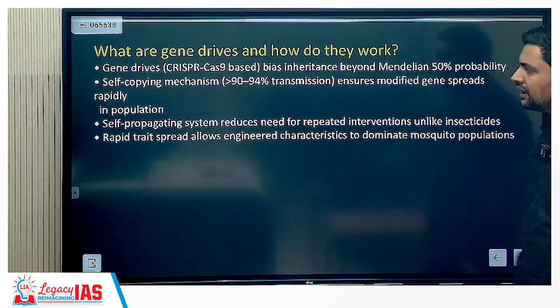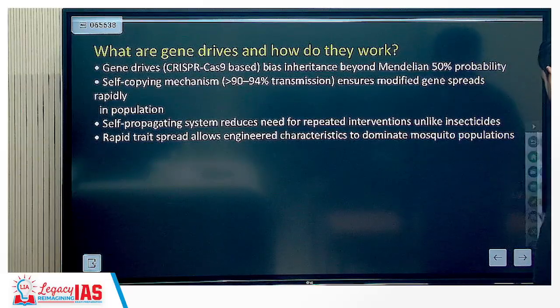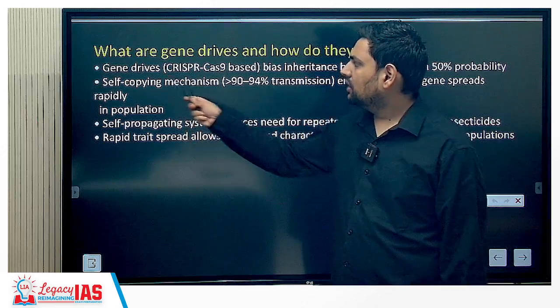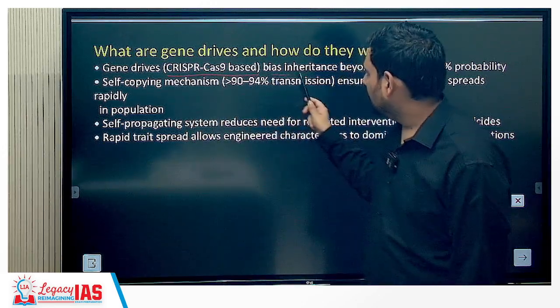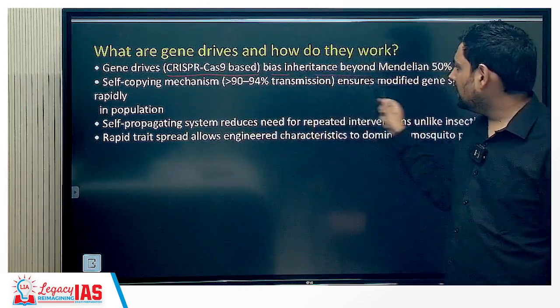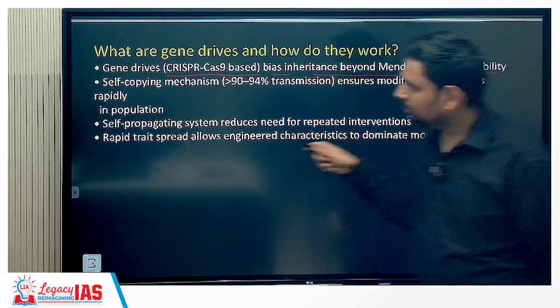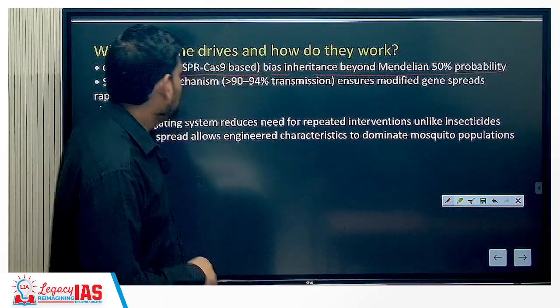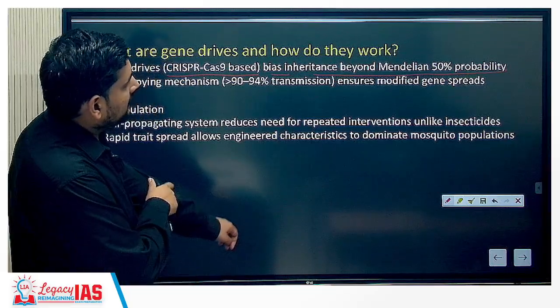What are gene drives and how do they work? Now, gene drives are what? This is CRISPR-Cas9. Gene drives bias inheritance beyond the Mendelian 50% probability. Now, this is another mechanism. This you try to understand.